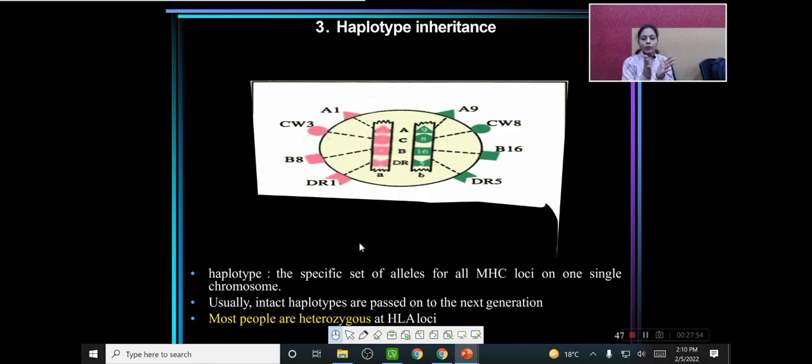Haplotype means one gene comes from one parent and another comes from the other parent. So this type is known as haplotype: the specific set of alleles for all MHC loci on one single chromosome. Haplotypes are passed on to the next generation, one chromosome from the father and one from the mother. So this is haplotype inheritance. Most people are heterozygous at HLA loci.